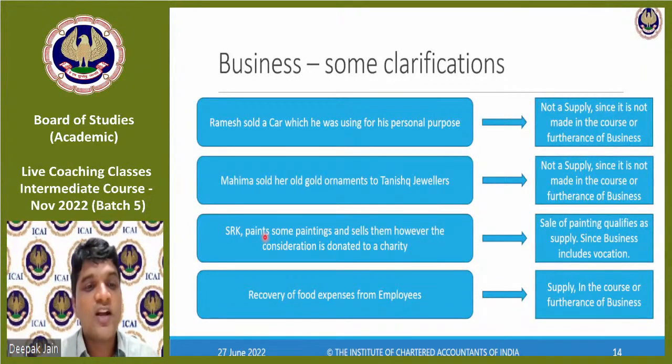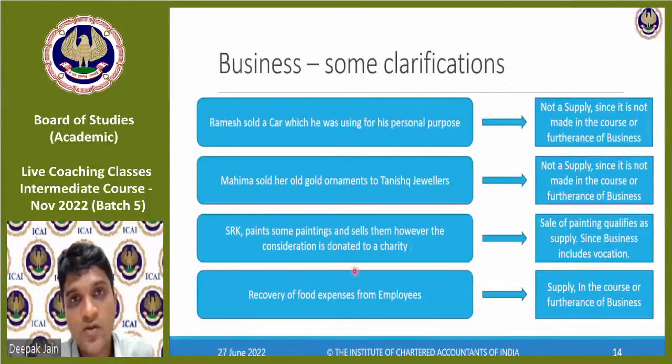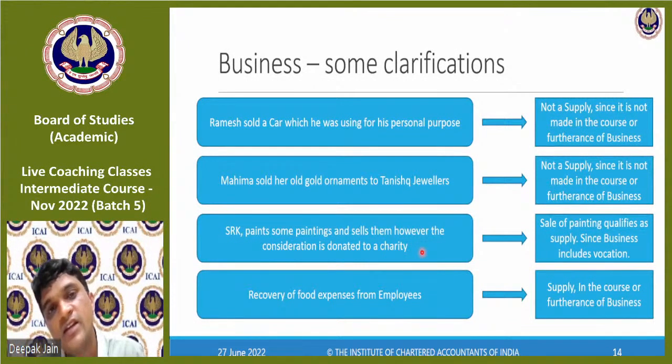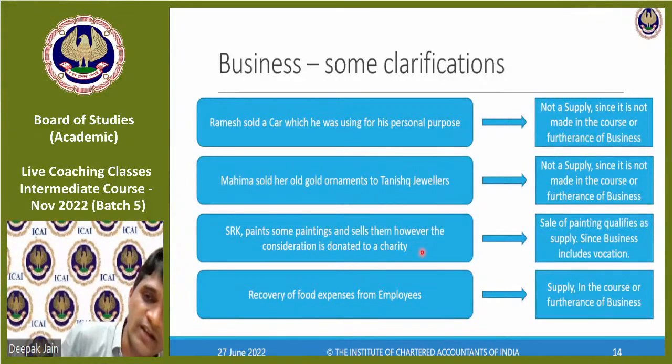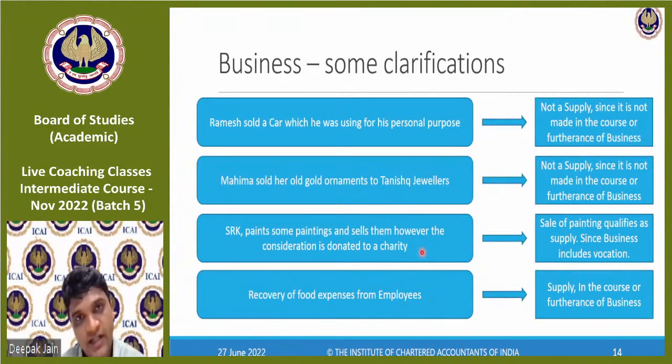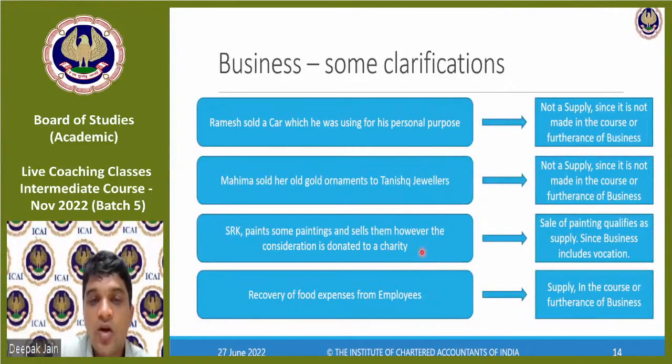Shah Rukh Khan paints some paintings and he sells them. However, the consideration is donated to a charity. Now, if I do any painting, nobody will buy. But if our SRK does any painting, even if you don't understand it, people will buy. Correct, right? Whatever it is, if a celebrity makes and sells it, he will get consideration for it. So sale of painting will qualify as a supply.